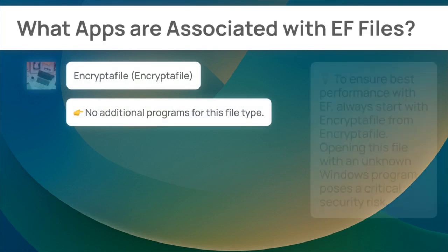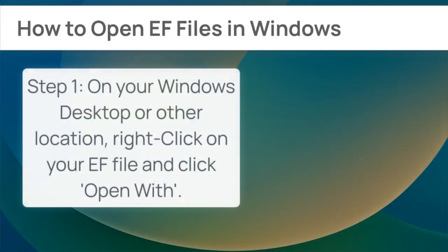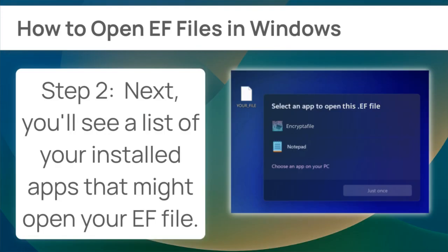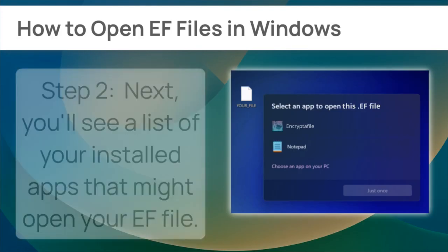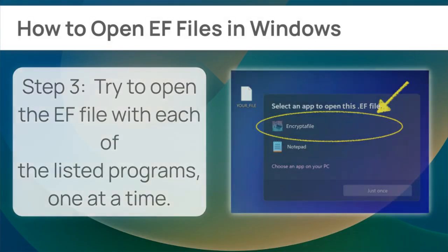Improper handling in Windows can corrupt the underlying system files severely. Windows cannot decode the file's protected data, so specialized applications must be used to open it. Open the menu by right-clicking your EF file and choosing Open With. Test Encryptafile if it's there. If it's absent, select another application. Different apps handle the EF file differently.